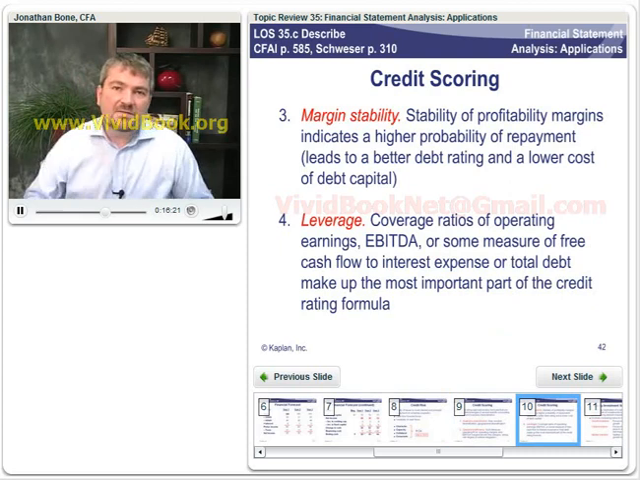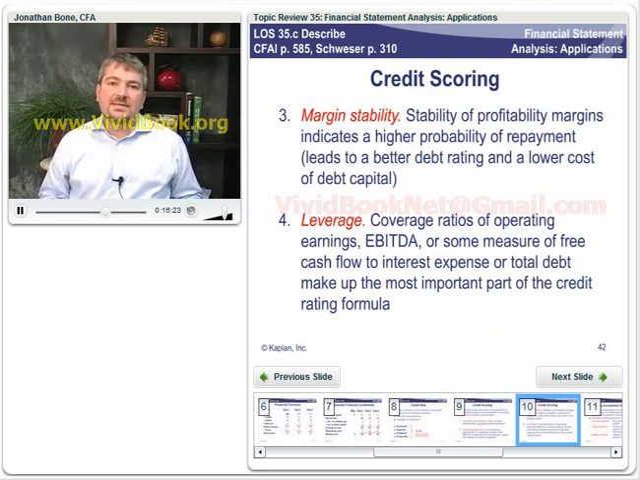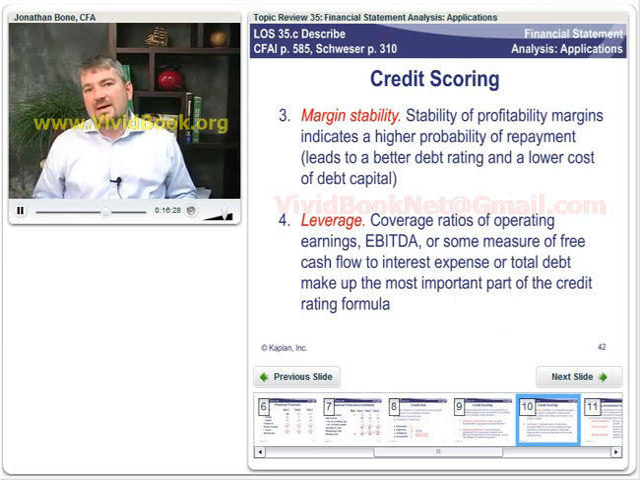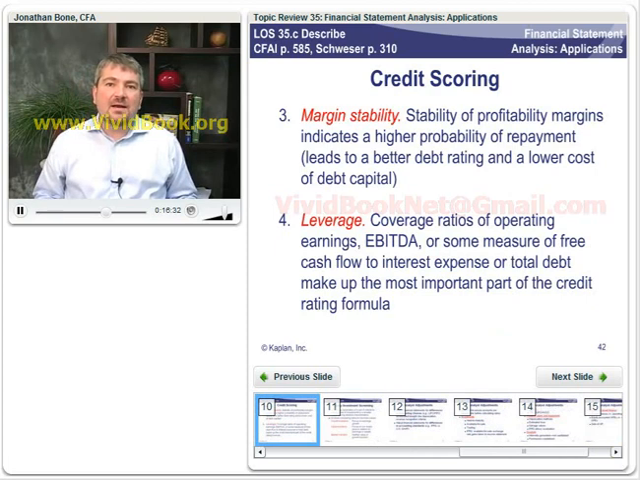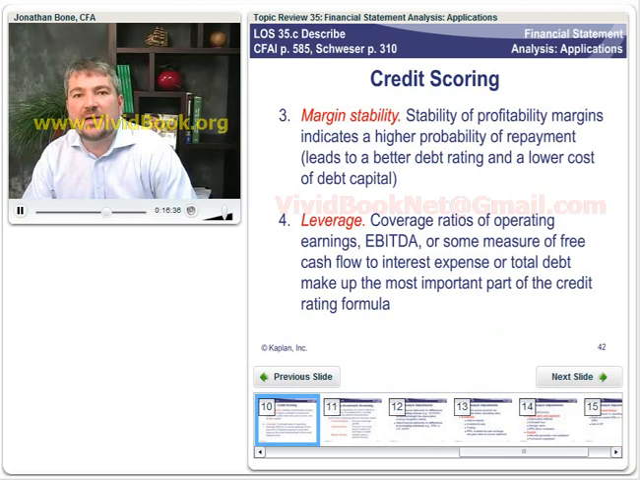Then, of course, finally, with our credit scoring, they're going to look at our existing leverage. So they're going to look at coverage ratios of operating earnings, EBITDA coverage, and they're going to look at some types of free cash flow coverage. Remember, our classic coverage ratios were things like EBIT over interest, our safety ratios, looking at how comfortable we're meeting our interest payments.